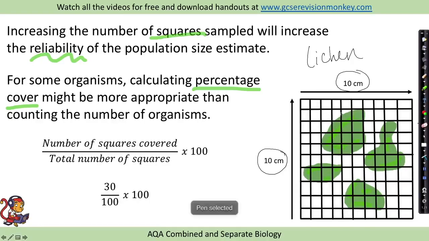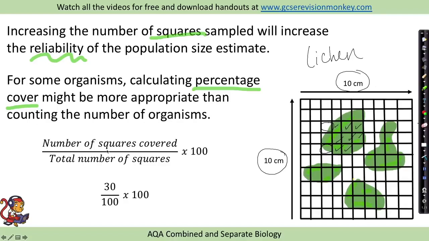So instead, you might need to count the number of squares covered by the lichen. Now, all of the whole squares you can just count up like so, and then we will look at any partial squares that we've got, like perhaps this one and this one, where they could fit together roughly to make a complete square. And we would continue to do this, estimating the total number of squares that are covered by the lichen.